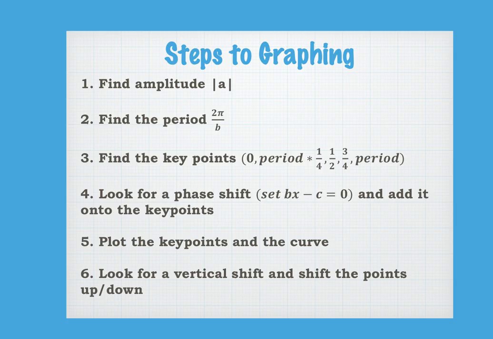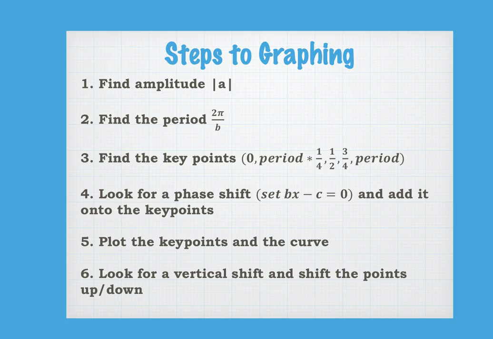And then my 3 middle points, I take the period and I multiply it times a fourth, times a half, and times 3/4. And you should end up with 5 key points. You're gonna plot those on your x-axis. You're gonna look for a phase shift. So this is what we'll get to tomorrow. A phase shift happens inside parentheses. We'd be adding or subtracting something from the x. If that happens, we're gonna add or subtract the phase shift, depending on its sign, from those key points, okay? And then we would plot the key points, and then we draw the curve.